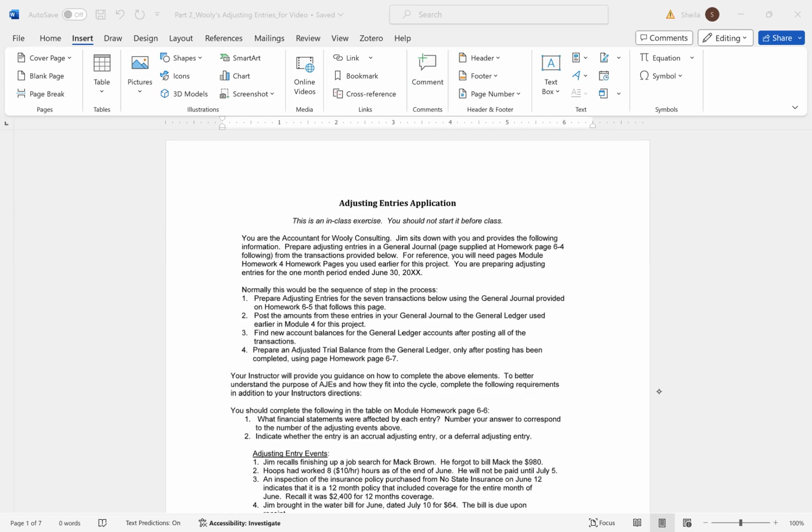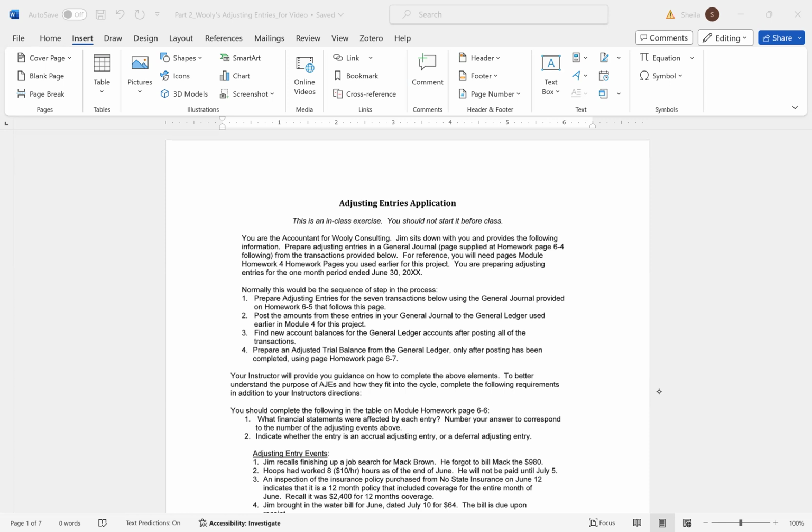As we move into chapter three, it is really a continuation of journal entries. And when we talk about journal entries, remember the whole purpose of journal entries is to get the information about what's happened in the business, the financial transactions, into the system so we can later report in our financial statements to our users about the story of the business. So that's the purpose of the journal entries.